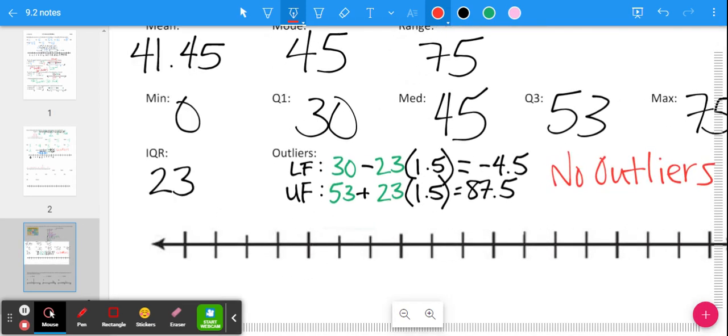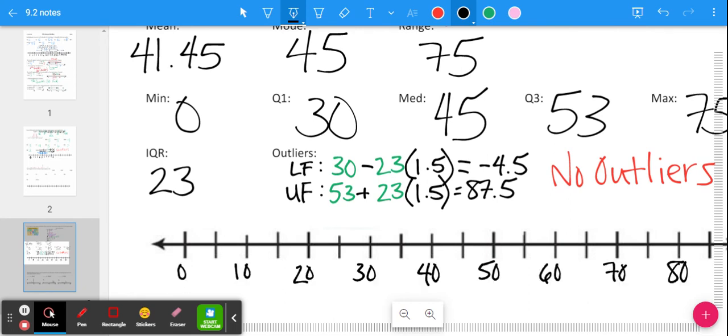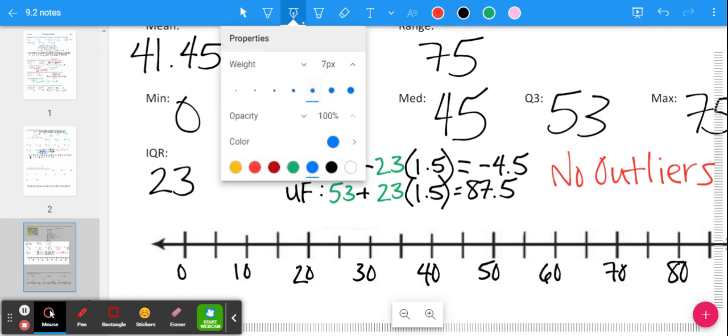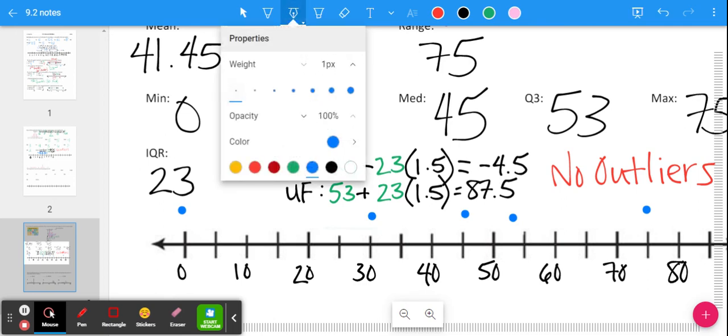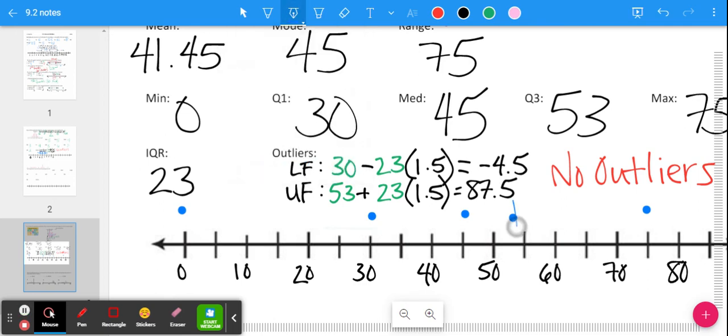So when we go to plot this on our number line, first things first, you got to number it. And then you can do your dots. So we have a minimum of 0, a Q1 of 30, a median of 45, Q3 of 53, and a maximum of 75. Remember the middle three, so from your Q1 to your Q3 is your box, and your whiskers reach out to the minimum and maximum.